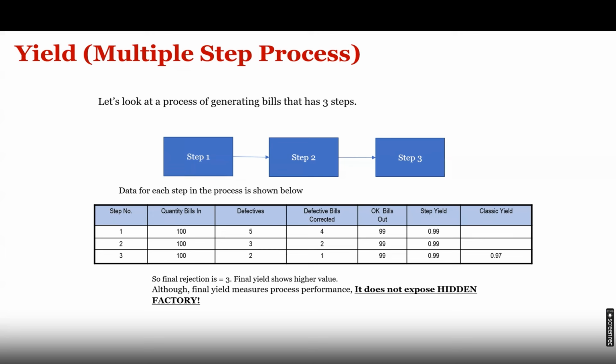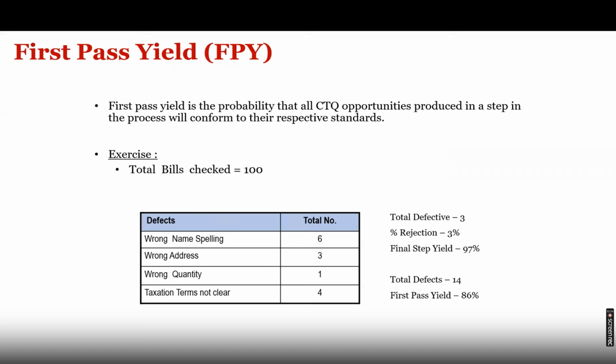There is another yield which is called classic yield. Classic yield is calculated as the product of multiplying the step yields of each step. So 0.99 into 0.99 into 0.99 equals 0.97 or 97%.